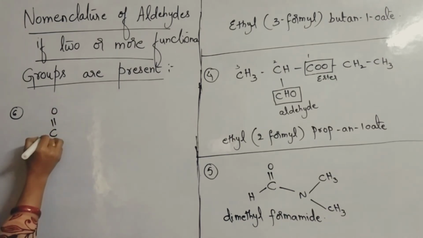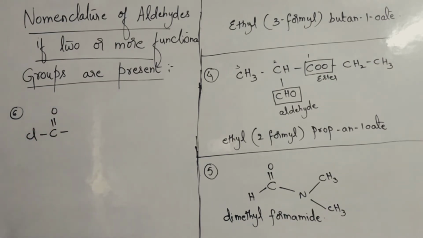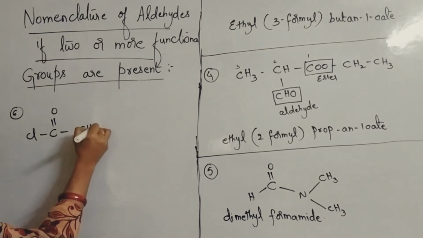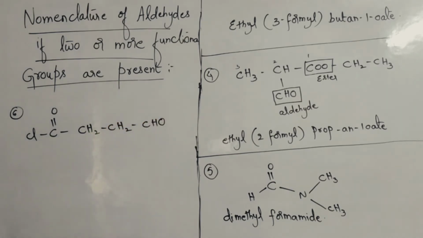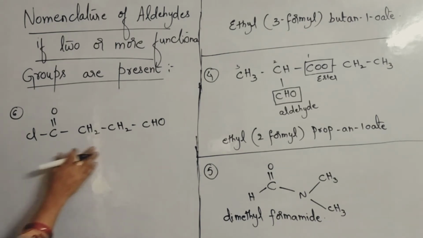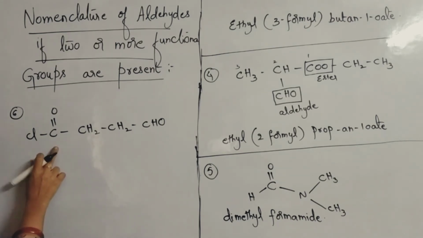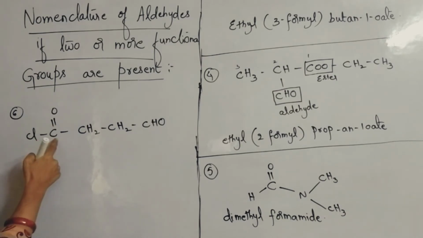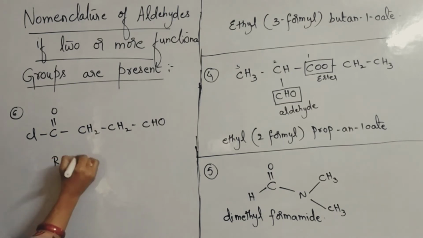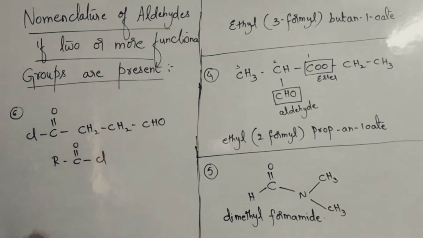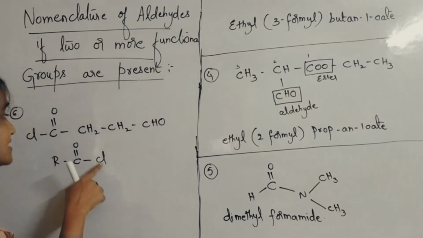Okay, so let us take one or two examples like that. C double bond O Cl, CH2 CH2 CHO. So what will be the name of this compound? You can see here COCl, R COCl. RCOX is what? Acid halide. This is what? Acid halide.